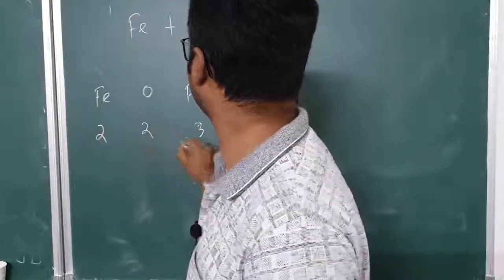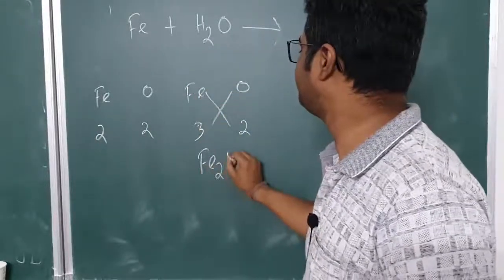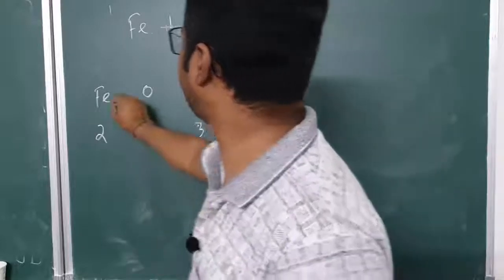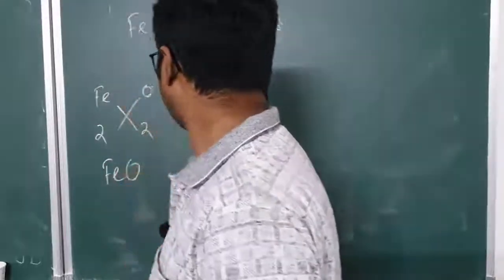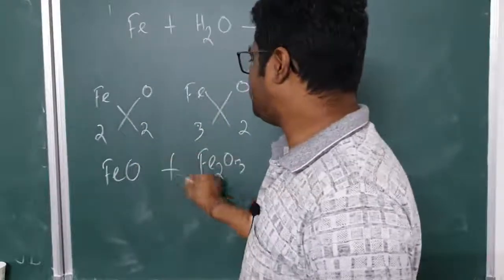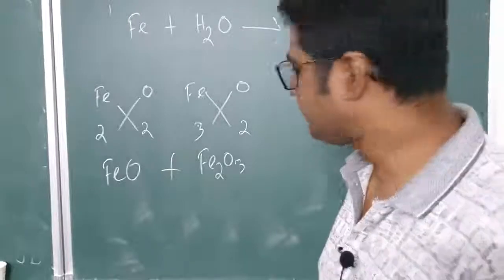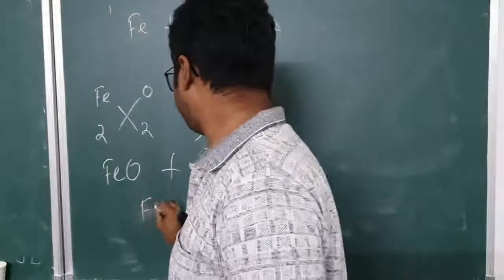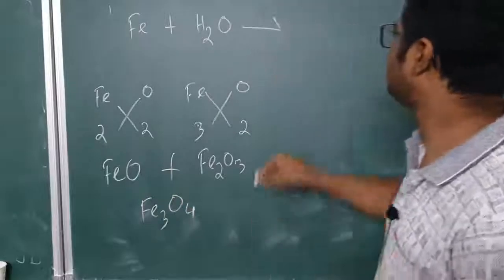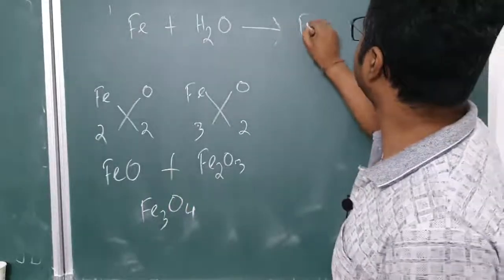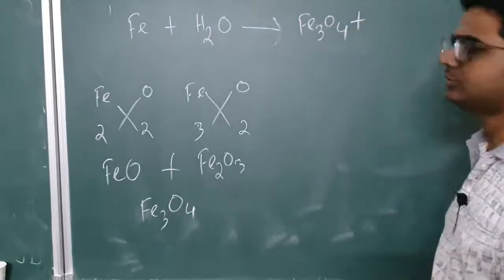So there can be a formation of Fe2O3. There can also be a formation of FeO. If you just add this 2 and just try to count how many iron is there, 3 iron, so Fe3. Oxygen, there are 4 oxygen, Fe3O4. So please write Fe3O4 plus, what will be there?